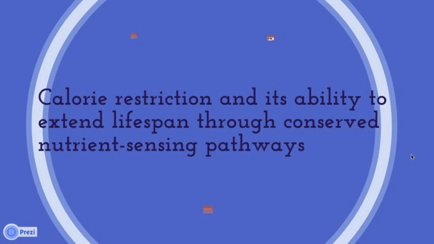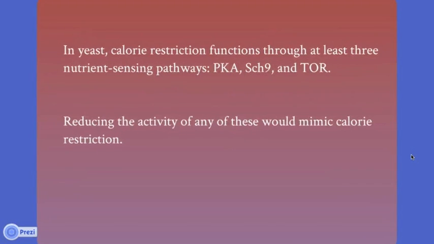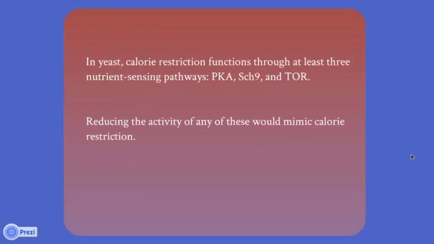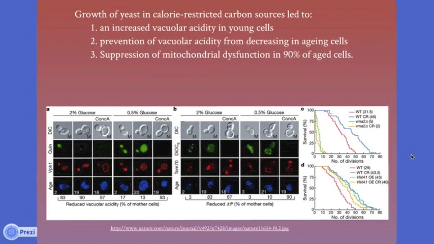Now let's look at the effect of calorie restriction on lifespan extension. In yeast cells, calorie restriction uses at least 3 different nutrient sensing pathways, which are PKA, SCH9, and TOR, and so if any of these were to be reduced in their activity, it would mimic calorie restriction. When yeast cells were grown in calorie-restricted carbon sources such as 0.5% glucose, there seemed to be increased acidity in the vacuoles of young cells as well as relatively stable acidity in aging cells. This caused mitochondrial dysfunction to decrease in 90% of cells.